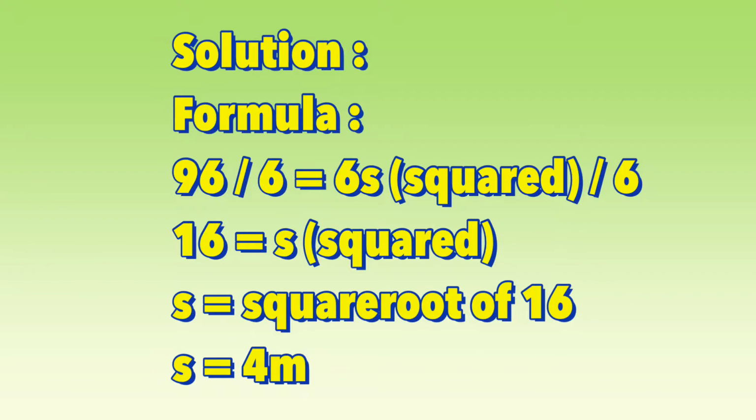So now 6 divided by 6, we have 1. 1 times s squared equals s squared. Then 96 divided by 6 equals 16. And the square root of 16, we have 4. So therefore, the square base side equals 4 meters.